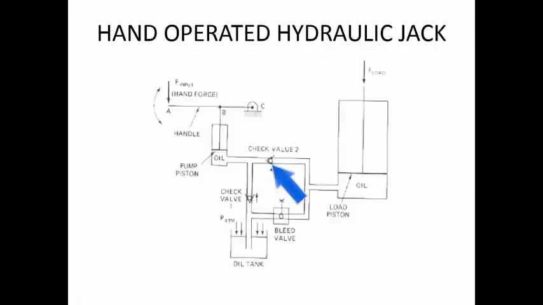Now this is a symbol for the check valve. Check valve means it is going to allow fluid in only one direction. Now this is a bleed valve. We will see what is the function of it in a moment. So you are having a reservoir here in which you are having the oil. The top of the oil is under the atmospheric pressure.